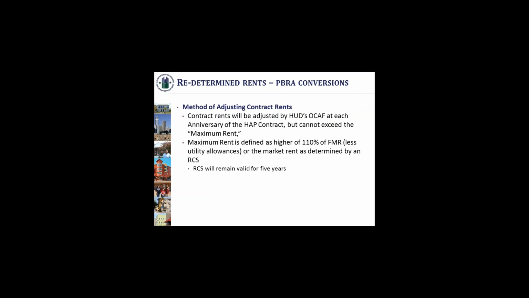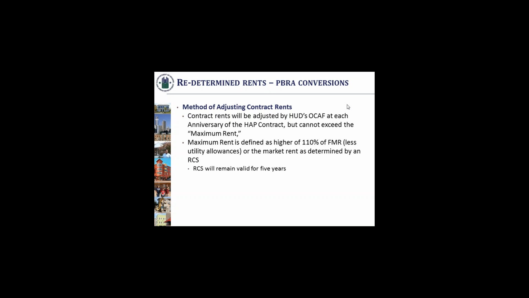So after your initial rents are set, I'm sure you're all wondering what happens to your rents in years 2, 3, 4, etc. Rents will be adjusted by HUD's OCAF at each anniversary of the HAP contract, but cannot exceed the maximum rent. The maximum rent is a new concept that's introduced to RAD conversions, and it's defined as the higher of 110% of FMR less utility allowances, or the market rent as determined by an RCS.